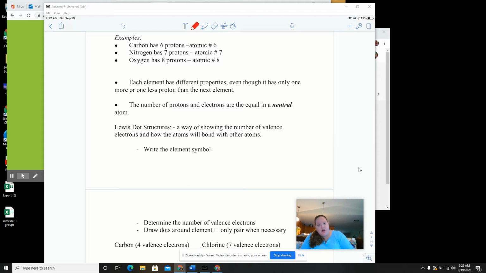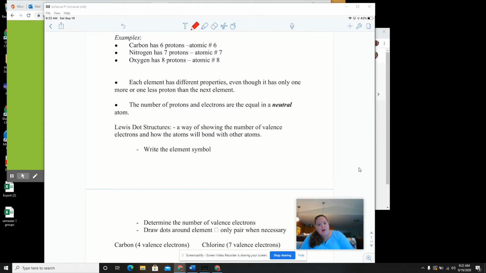The number of protons and electrons are equal in a neutral atom. It's when you have an unequal number of protons and electrons that you get the charges to occur, okay?